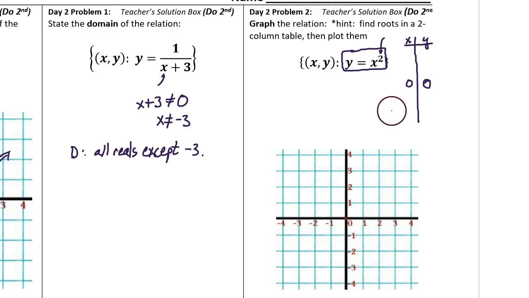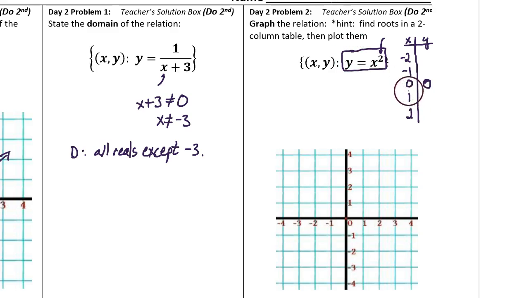To find more dots on the parabola, we're going to choose some numbers that are to the left of 0 and to the right of 0. One number that's to the left of 0 is negative 1, and a number that's to the left of negative 1 is negative 2. A number that is to the right of 0 is positive 1, and the next number after that is positive 2.